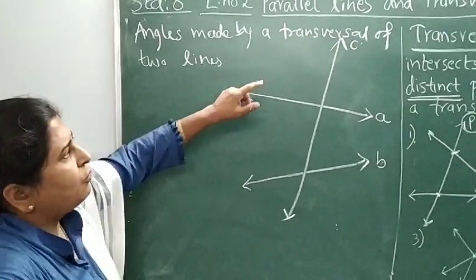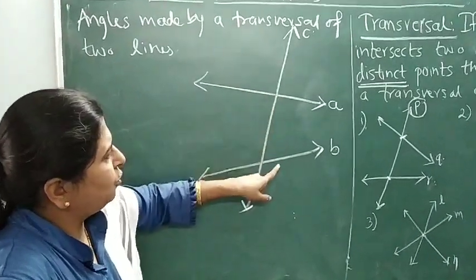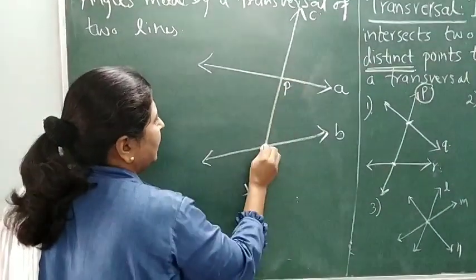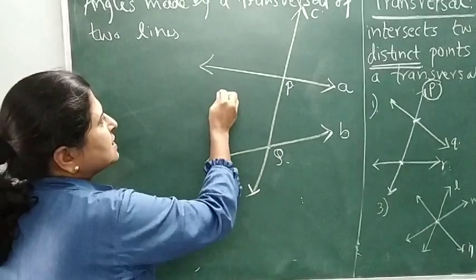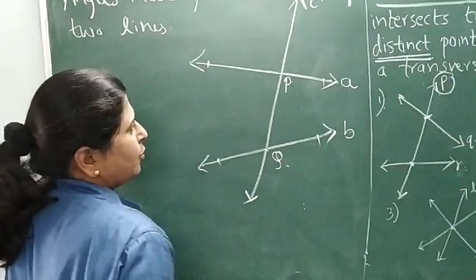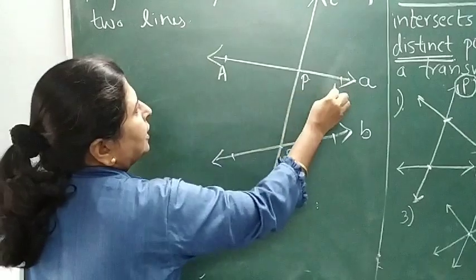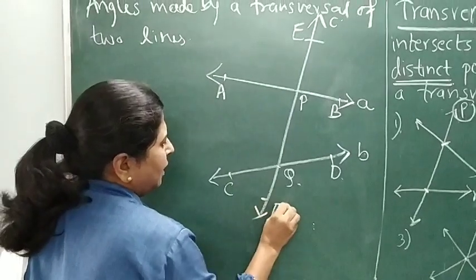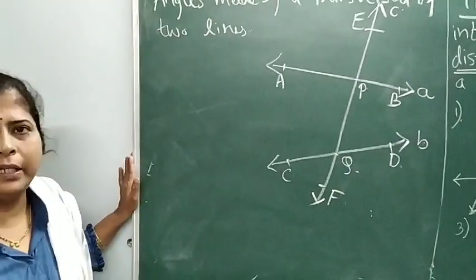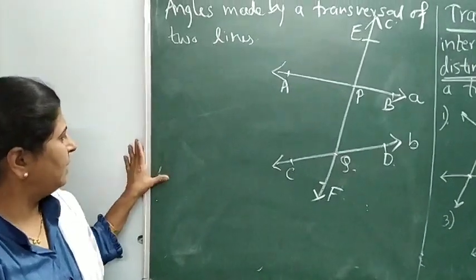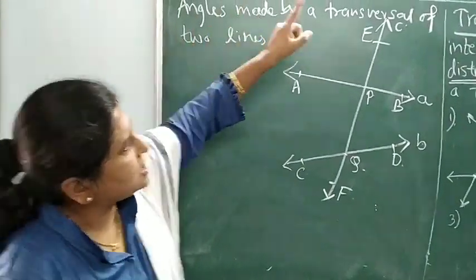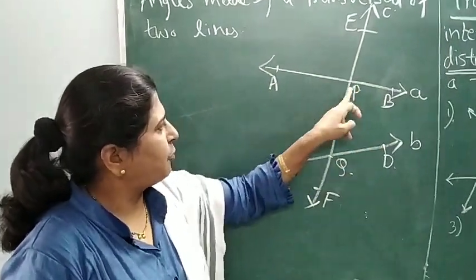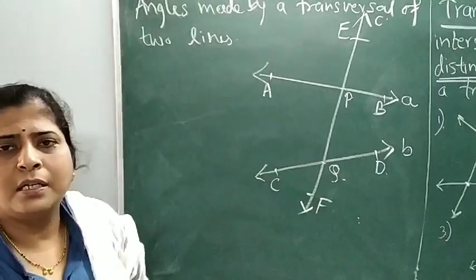Okay. So now our C is intersecting two lines at two different points. Let's name these two points P and Q. And to name these angles, let's have some names on this figure. Let's say A, B, C, D, and here E and F. These are the points we have taken on the lines, which will make it easier to name the angles. So when the transversal is intersecting line A and line B at different points P and Q, how many angles have been formed?